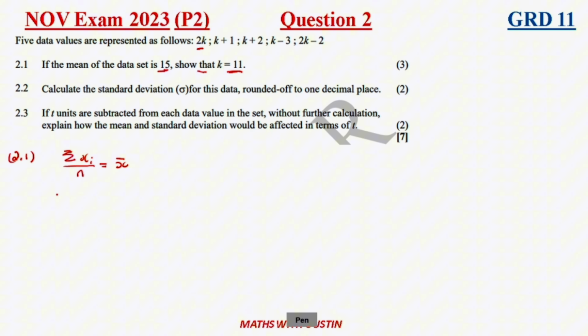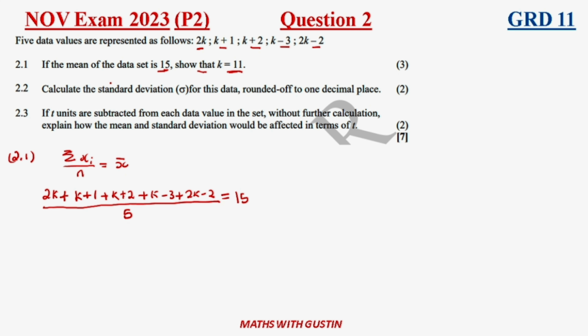We're going to say 2k plus k plus 1, plus k plus 2, plus k minus 3, plus 2k minus 2. I hope you guys are with me here. All of this should be equal to 15. And then how many terms are here? 1, 2, 3, 4, 5. So this will be over the number of data values, which is 5.